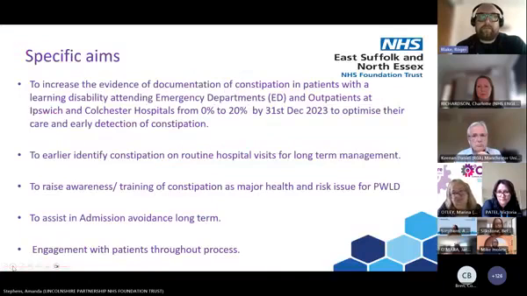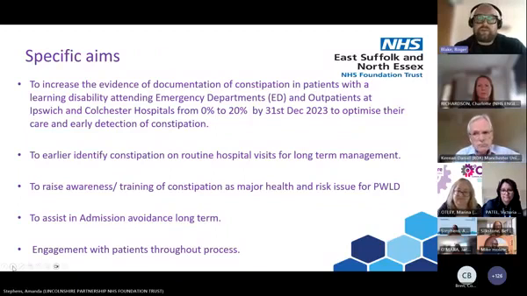So the specific aims of our project were for documentation of constipation in patients with a learning disability attending ED and outpatients in Ipswich and Colchester Hospitals to rise from 0 to 20% by the 31st of December last year, which we did quite easily. And we measured that quite specifically with an audit. The aim was to identify constipation earlier, so that timeline that I was talking about at the very beginning was changed for people with learning disabilities.